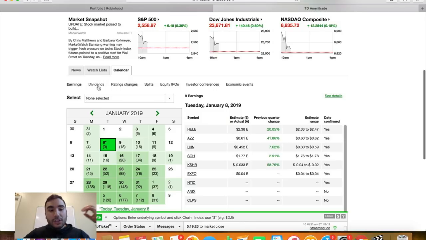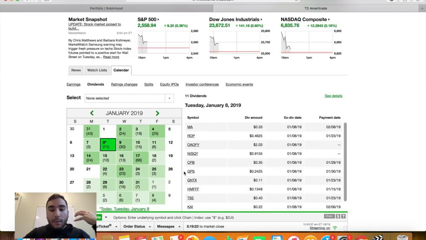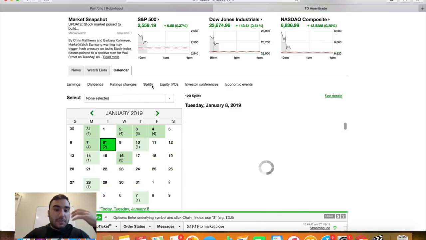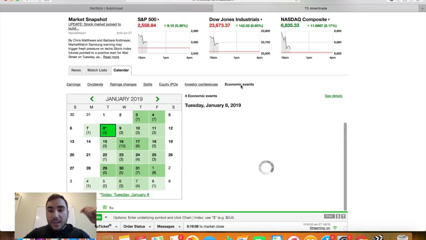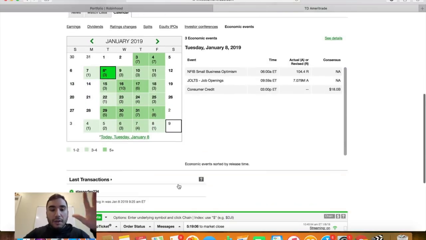And if we go here to dividends, guys, you can see when companies are paying dividends, ratings changes, splits, right? Equity IPOs, whenever a new company is doing an initial public offering, you'll see that here. Investor conferences, economic events, stuff like that.